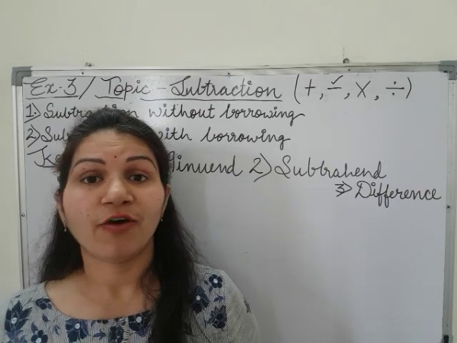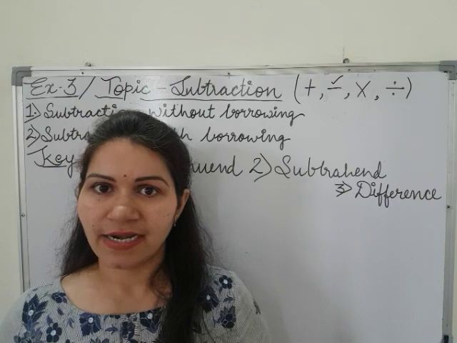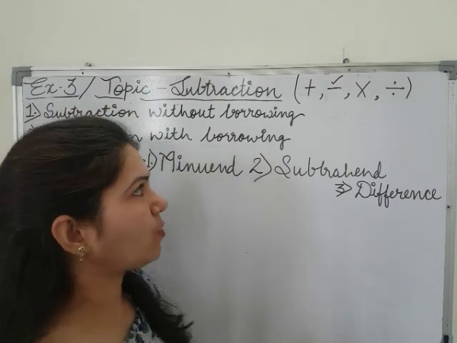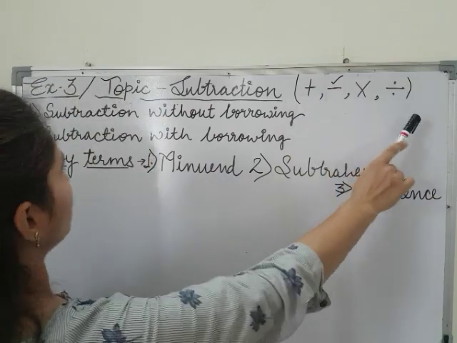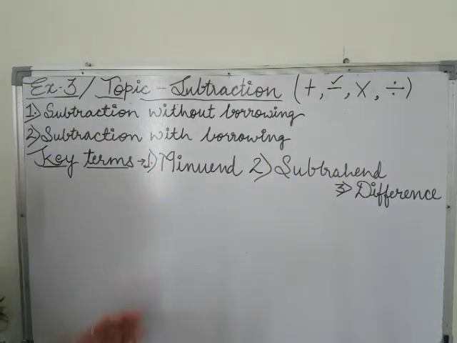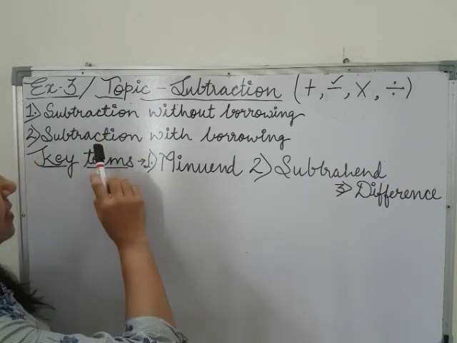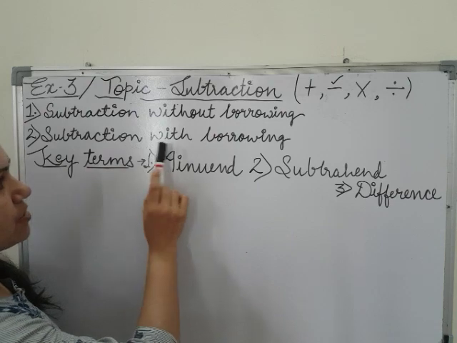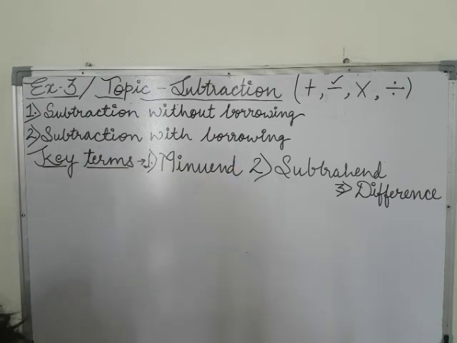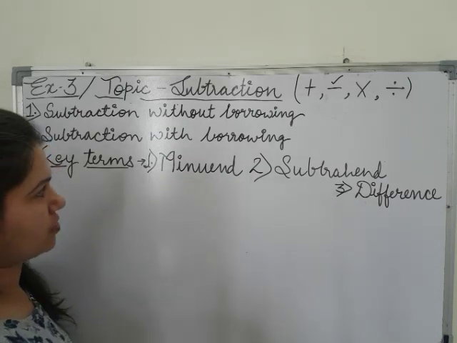As you know, we have four basic mathematical operations: subtraction, addition, multiplication and division. So today we will do this one from these four. Now in subtraction we have two categories. First is subtraction without borrowing and the second category is subtraction with borrowing. But before starting the subtraction, first have a look at these key terms of subtraction.